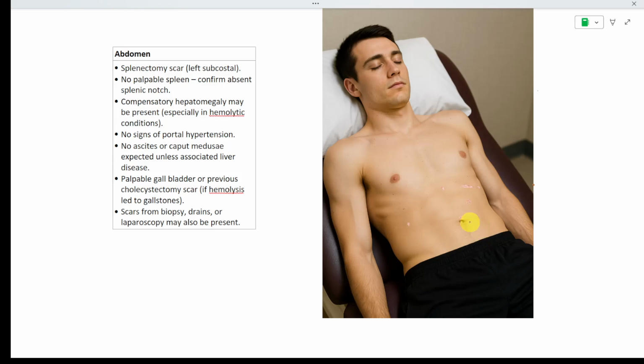Then again, look for the signs of liver failure as well, such as ascites, caput medusae, and the flap you have already seen at the start. So anything in the abdomen of the diseases of the spleen as well as the liver. Along with that, palpate for any masses that could point to some malignancies as well. Also look for scars from biopsy drains or a laparotomy scar, which may also be present. If there is a laparotomy scar, then it may indicate that the patient had a traumatic splenectomy. So that's all in the case of splenectomy.